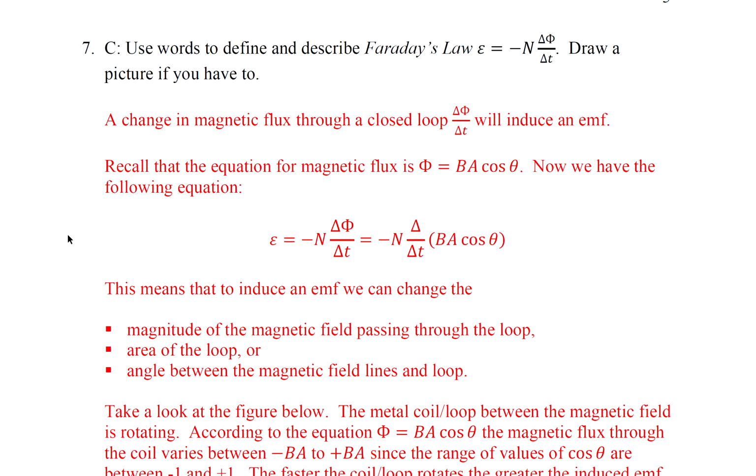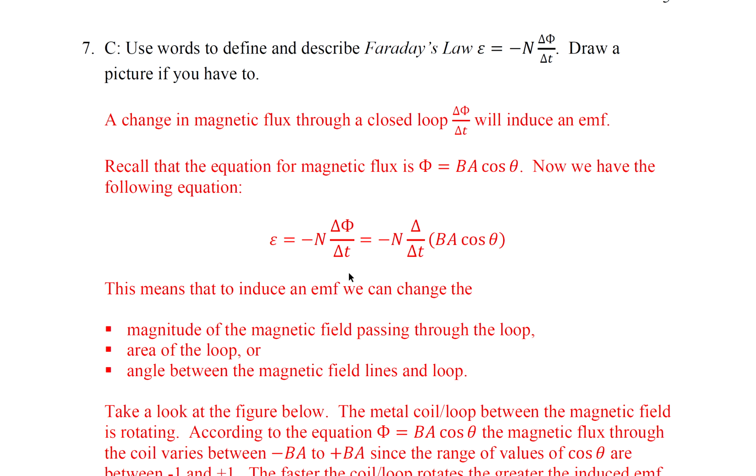Question 7. Use the words to define and describe Faraday's law. E equals minus n d phi dt. Draw a picture if you have to. So this is important. Please memorize this. A change in magnetic flux through a closed loop will induce an EMF. So recall that the equation for magnetic flux is phi equals Ba cosine theta. Now we have the following equation. So this is the full equation, okay?